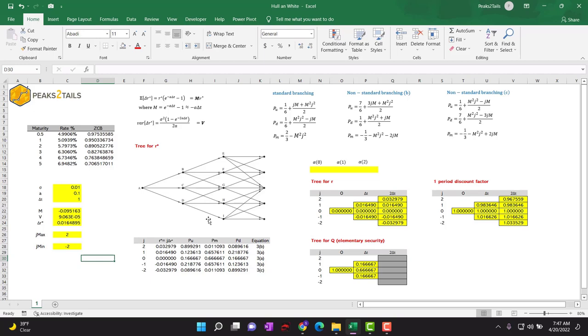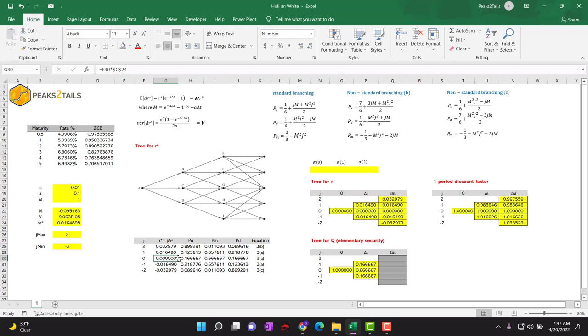Now, when we are constructing the tree, we need to have the probabilities calculated at every branch, right? And also the value of R star. Okay, so value of R star is simply given by its location. Wherever it is, given by J, and then we multiply the size of the movement, delta R star. So J delta R star is the value of R star, okay? So we start with a zero. Okay, remember the assumption, the initial condition is R star is equal to 0.